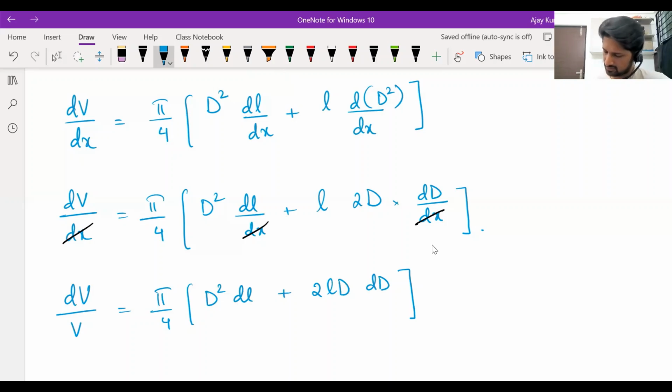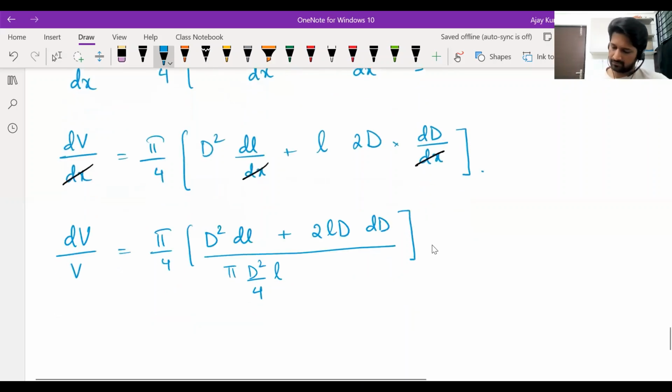You have to divide this side also by volume. How much is the volume? Pi D square by 4 into L. Pi by 4 cancels. What will you be left with? First term, D square dL divided by D square L. D square cancels, you'll get dL by L.